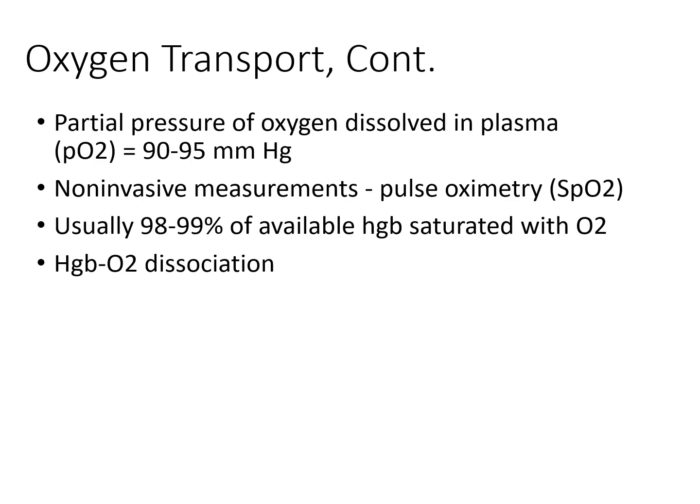Partial pressure of oxygen dissolved in plasma, so that PO2 is 90 to 95. It's usually a non-invasive measurement of oxygen saturation, which can be done by that pulse ox or pulse oximetry thing they put on your finger. Usually 98 to 99% of available hemoglobin is going to be saturated with that oxygen. The hemoglobin oxygen dissociation curve illustrates the relationship between oxygen partial pressure and hemoglobin saturation. And I would guess you'll talk more about that in hematology.